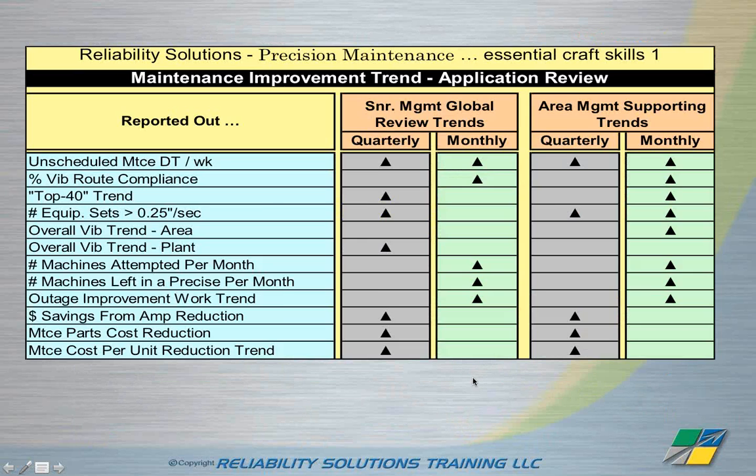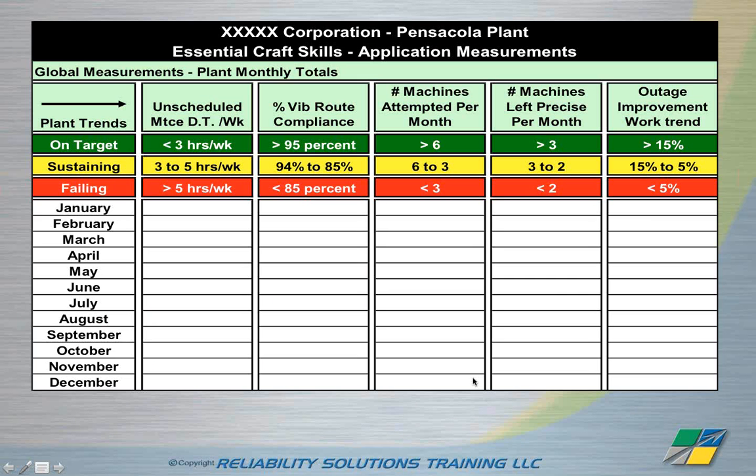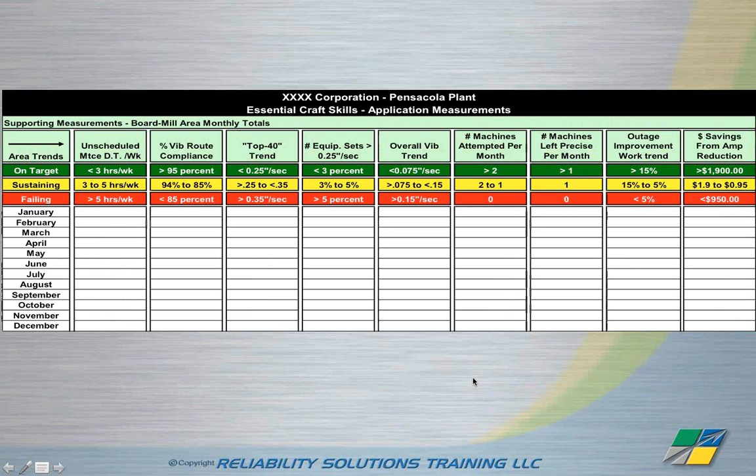A lot of the other trends that we see, such as maintenance costs and numbers of repairs, are very good supporting measurements, but we prefer to use the other ones, which are much better leading indicators. I think I'm getting towards the end, Maureen.